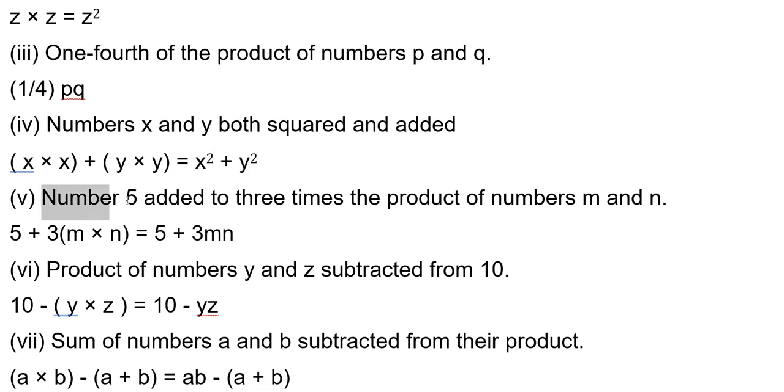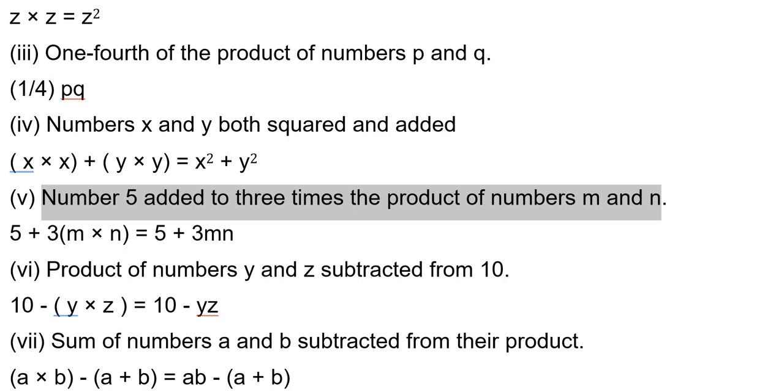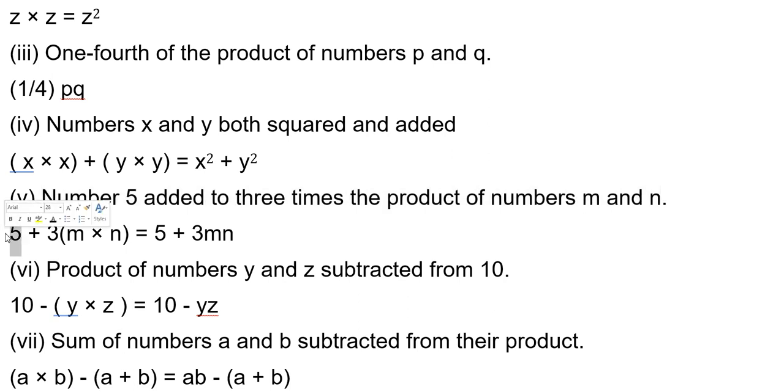Next problem, number 5 added to 3 times the product of the numbers m and n. 5 added to 3 times, 3m into n, 3mn. So that is equal to 5 plus 3mn. So this is the expression.